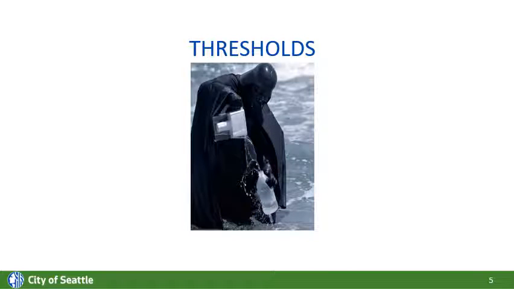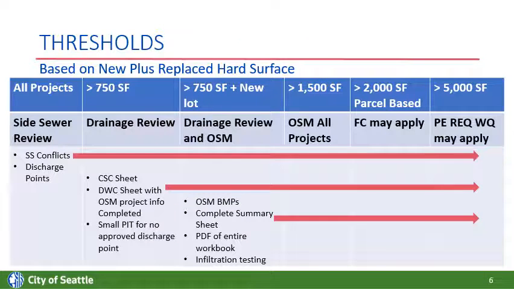So let's start with review thresholds. Thresholds are based on new plus replaced hard surface. So I'll just start with a couple definitions here. Hard surface includes impervious surface, which is roofs, pavements, walkways, any surface by which most of stormwater will run off. And it also includes vegetative roofs and permeable pavement. So that's a common question about permeable pavement. That's still considered a hard surface and still is considered towards the thresholds.